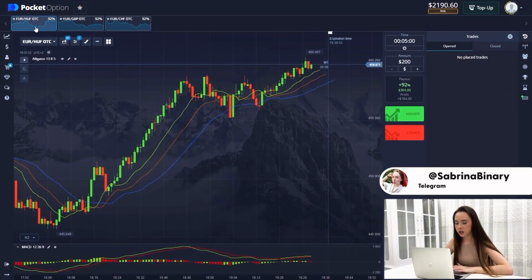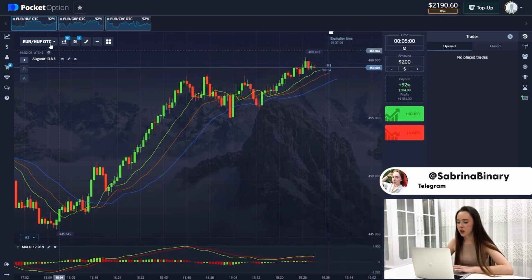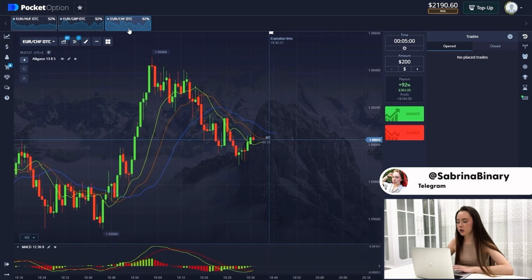Well, trader, here we're on the broker side. And these are the currency pairs I have selected for today. We're starting from the balance of $2,190, and the time frame of the first deal will be 5 minutes, and the cost of the deal will be $200. So let's quickly come to the first currency pair.